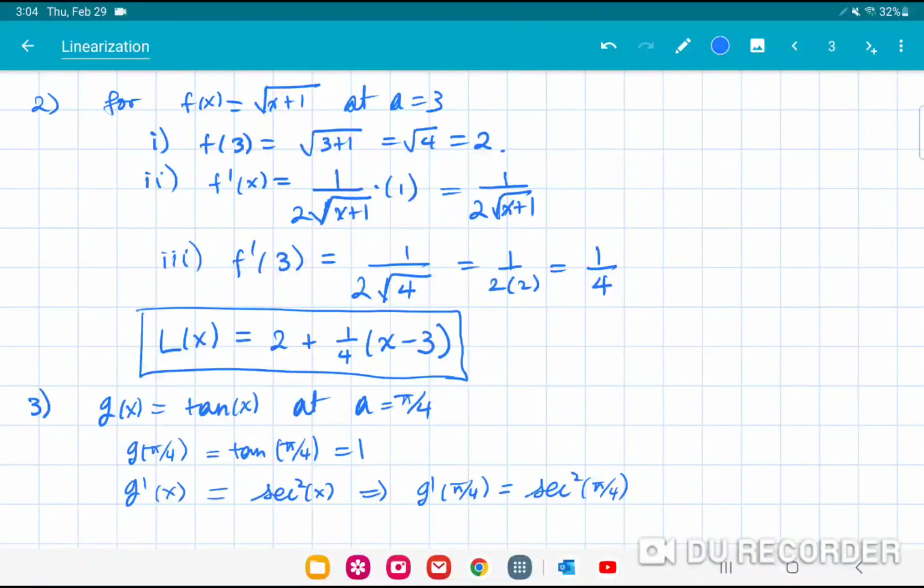Secant of pi over 4 is 1 over cosine of pi over 4. That's 1 over square root of 2. Then 1 over that is square root of 2. So that square root of 2 quantity squared comes out to equal 2. So what's then the linearization? That would be f of a, 1, plus f prime of a, 2, times x minus a. Okay? And that's the final answer.